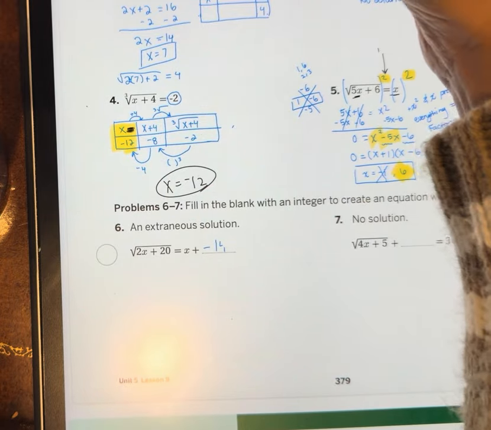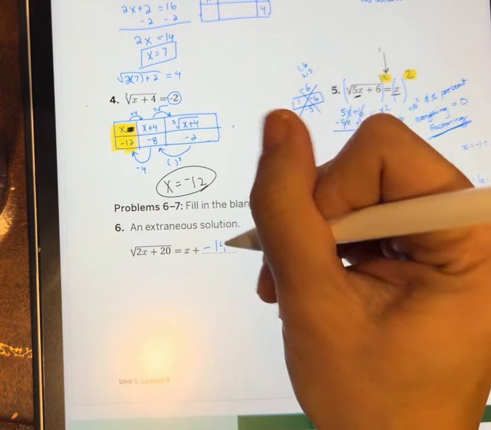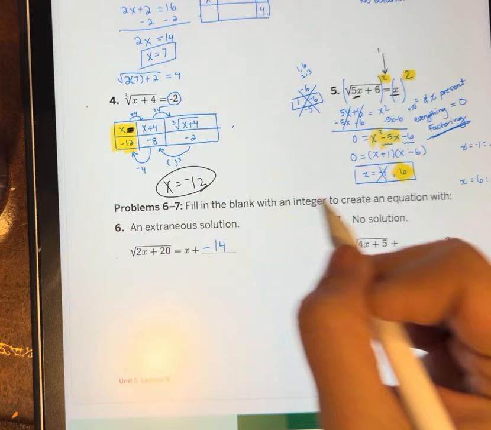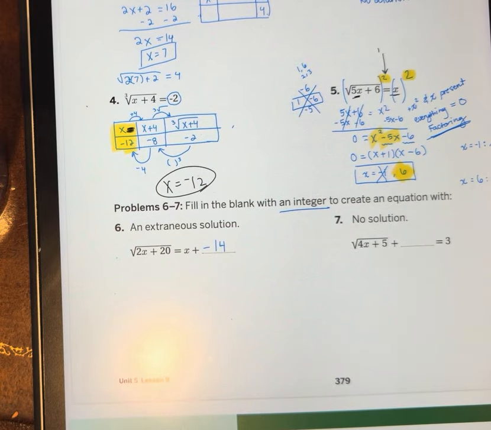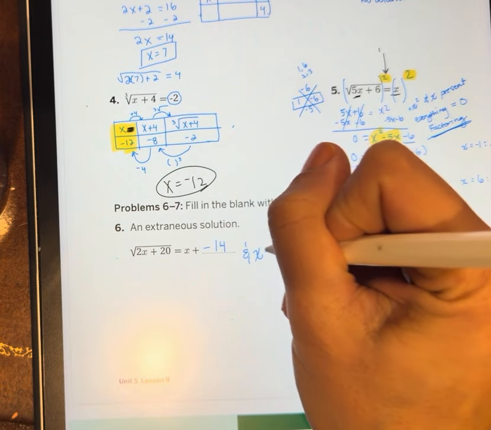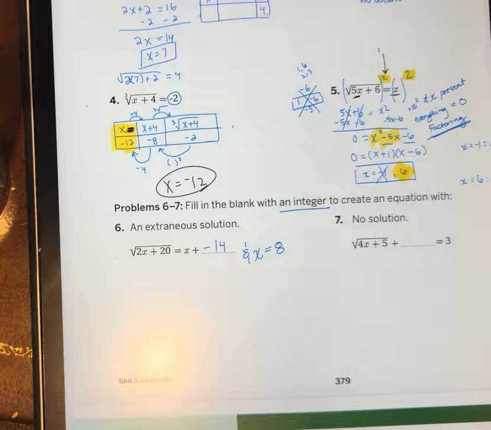This is how I came up with this. And then as I talk it through with you, I'll see if it actually works. I'm thinking if I put a negative 14 here, which is an integer, so I have respected their rule, and x is 8, if I solve this, I'll get x equals 8 as a solution.